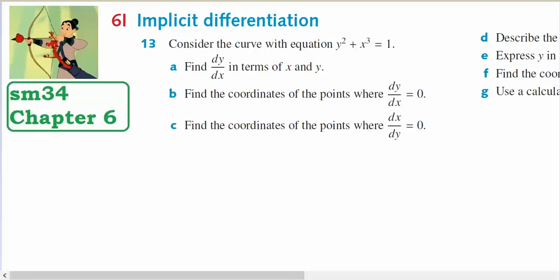This video is for 12 Specialists. It comes out of Chapter 6, Implicit Differentiation. That's question number 13, and it's a bit of a tricky question.